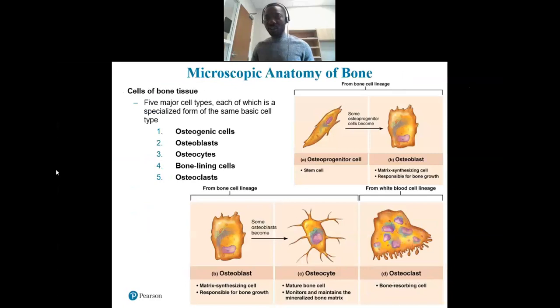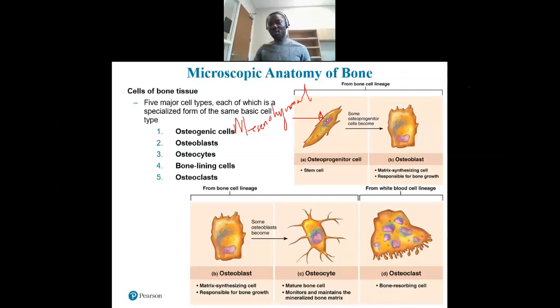Okay, so again, if you look at all the cells we looked at, these are osteoprogenitor cells. I just returned to this slide to show you a few things. Again, these cells originate from the mesenchymal cells. Mesenchymal cells give rise to these cells through mitotic division.